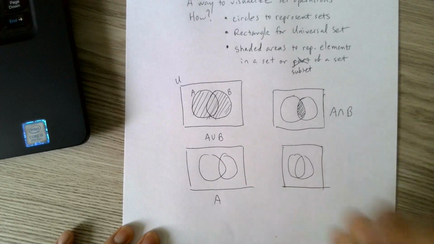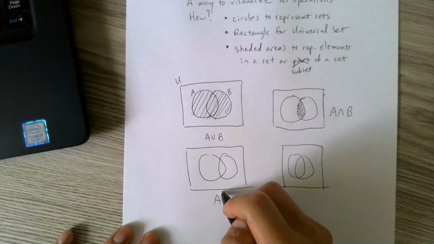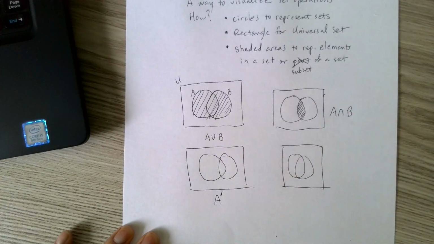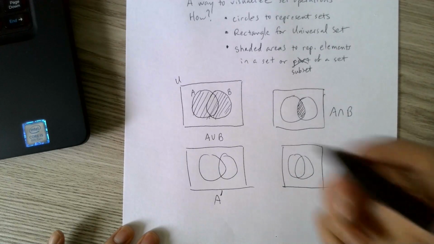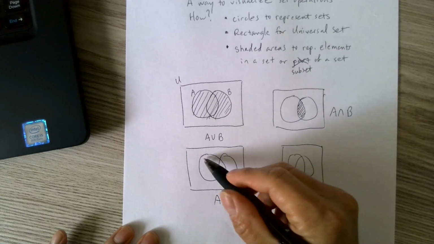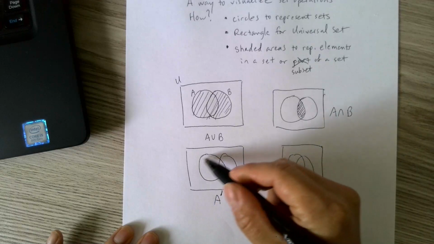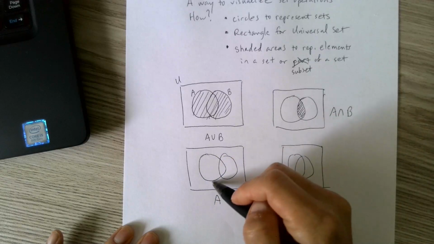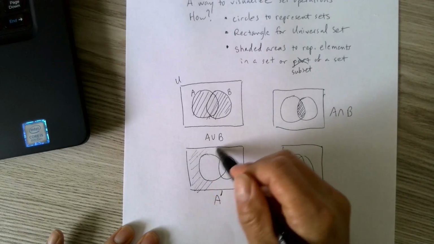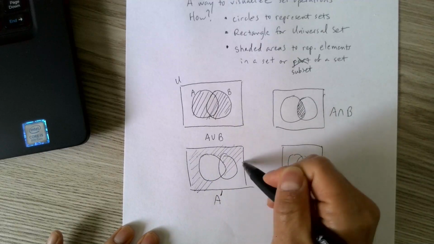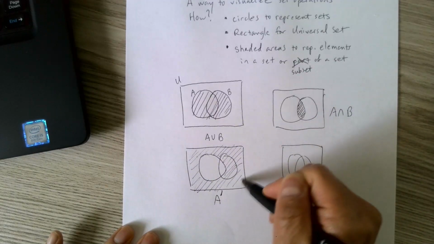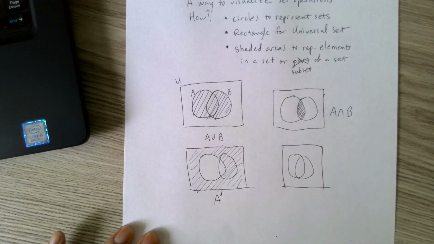Okay, in the third one here, I want to show the complement of A. Complement means everything in the universal set that is not in A. Not in A. So I definitely don't want to shade anything inside this circle because this is what A is. So I will shade outside that circle, everything outside that circle. That is the complement of A.